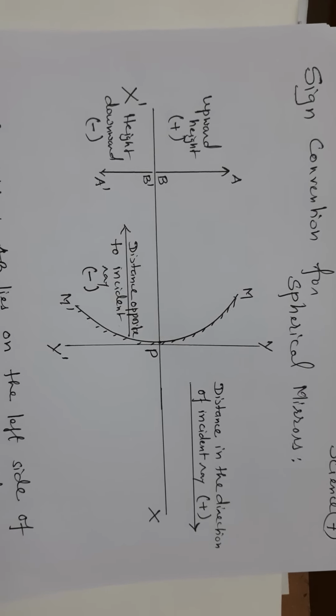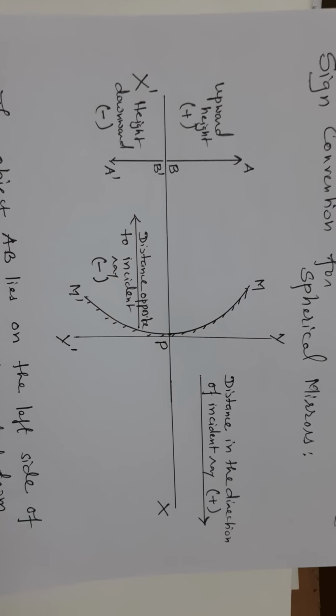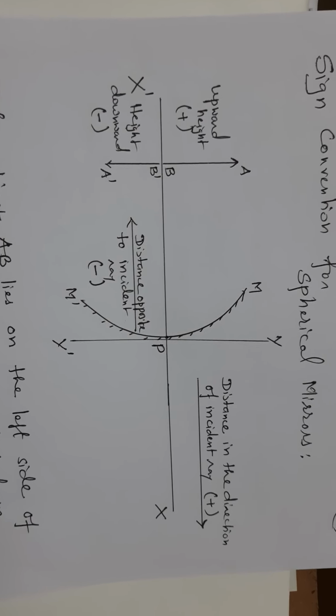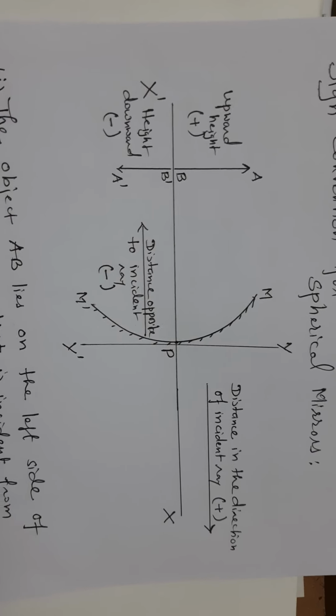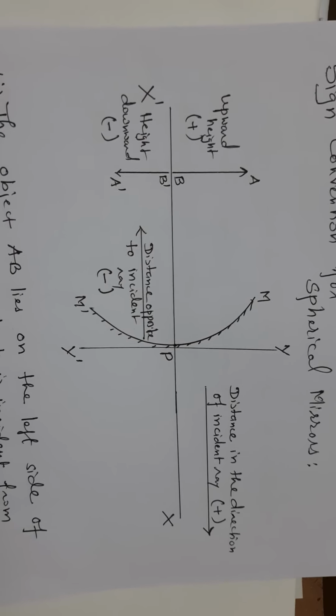As you all know, the Cartesian coordinate system, you have studied in coordinate geometry in maths, that from P on x-axis on the left hand side we have negative integers. From P on the right hand side on x-axis we have positive integers. Similarly, on the y-axis, we have positive numbers on the upper side of P and negative integers on the lower side of P.